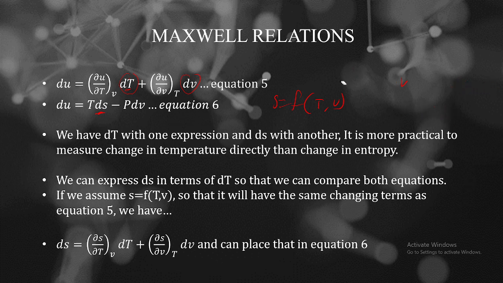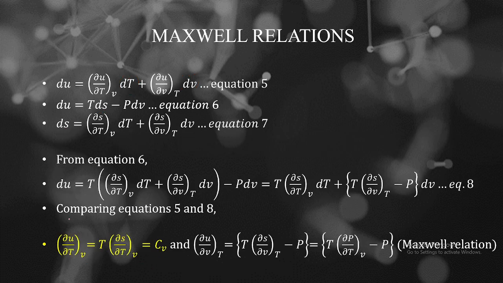So once again we'll have our normal expression. S as a function of T and V, we can express dS in this form, and we can replace the dS in equation 6 with that expression. So we have equation 5, equation 6, and equation 7 is the expression for dS. So I can replace the dS here with equation 7.